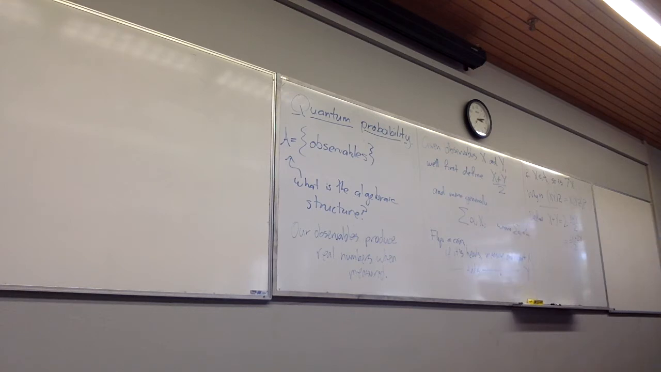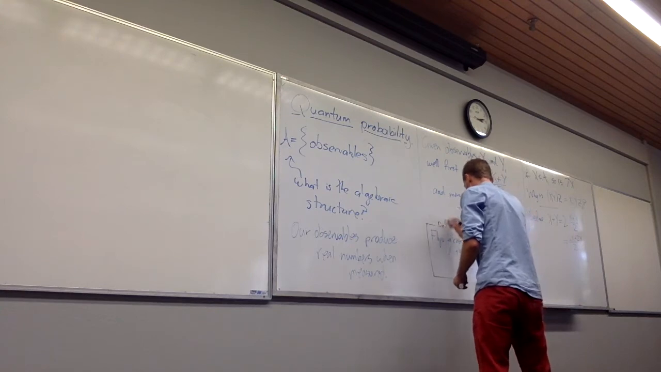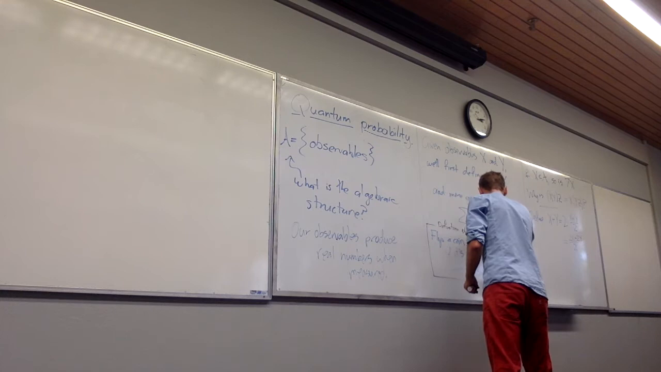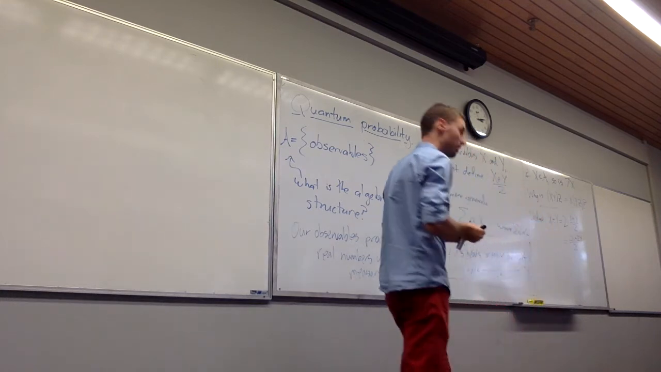Yeah? So I don't quite understand. Have you actually said what (x plus y) over 2 is yet? Yeah, sorry. This is the definition here. So this box here is the definition of (x plus y) over 2. But it might give different values.